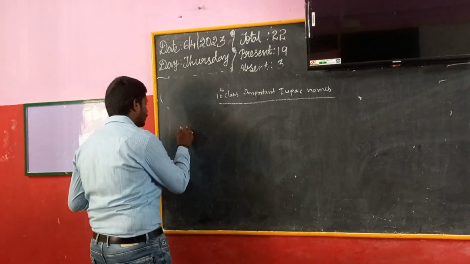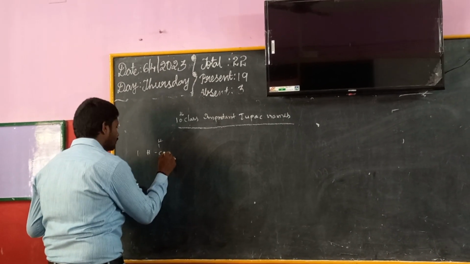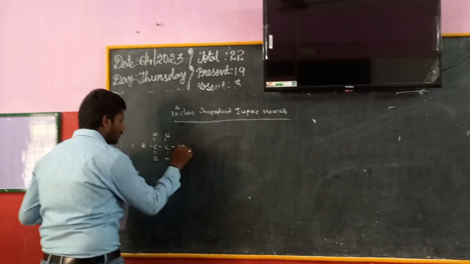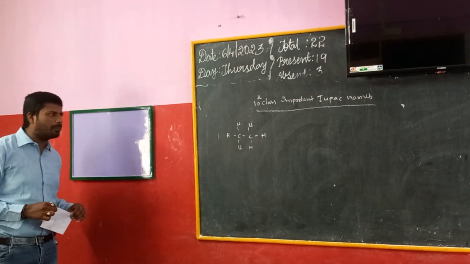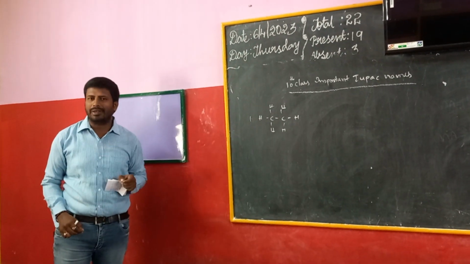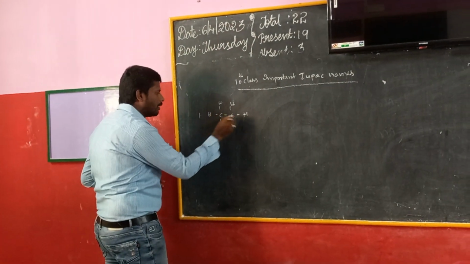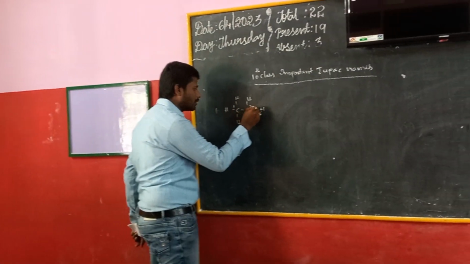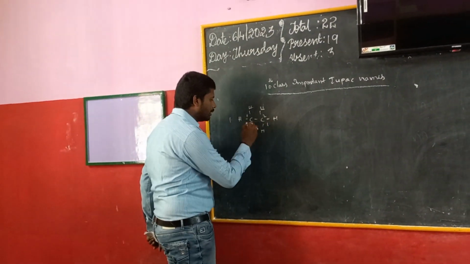Example number one. If this is the given compound, how do we find out the IUPAC name? The first step is to start giving numbering, from left to right and right to left. We have to give numbering for the carbon chain. This is 1, this is 2. And again from this side also we give numbering. This is 1 and this is 2.